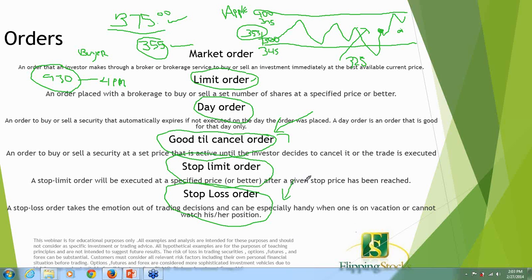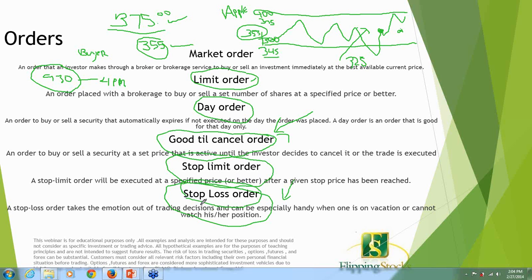Let's say you want to go to the supermarket, or you're going on vacation, or you want to go shopping, you want to go to the mall. You can put an order in on your computer to your broker saying, all right, I just bought this stock at $353, but if it ever gets anything lower than $345, get me out of this trade. Anything lower than $345, I want to get out of this trade. All right, it's called a stop loss. This is how you save your losses, guys.